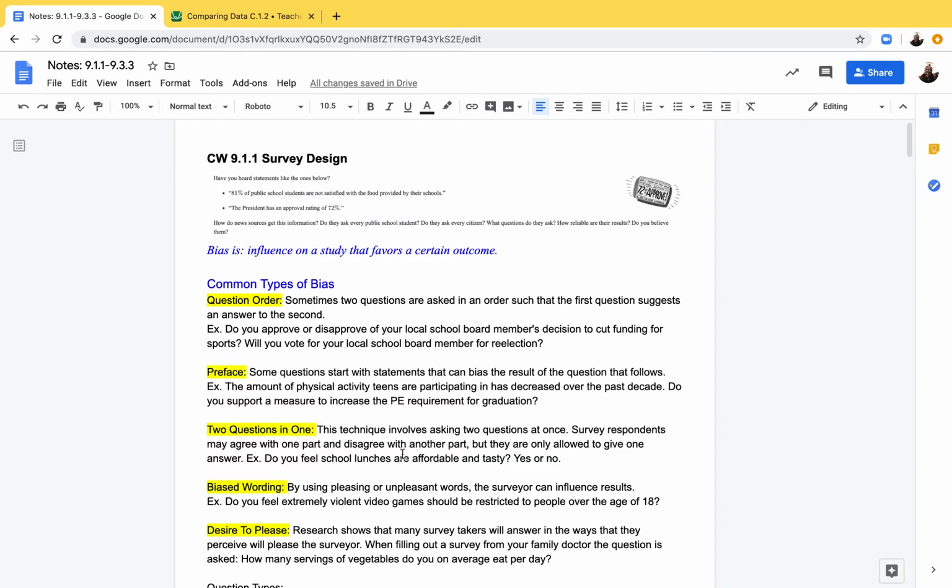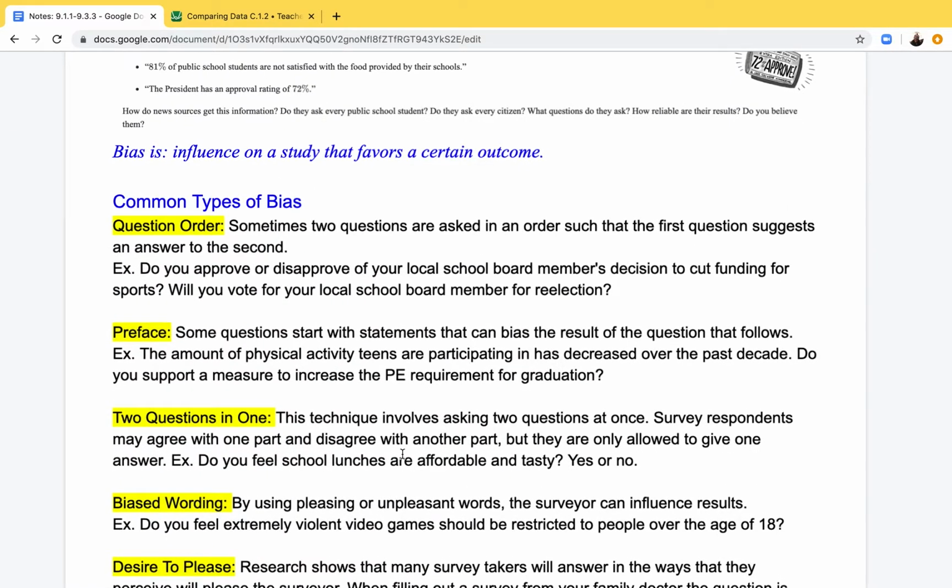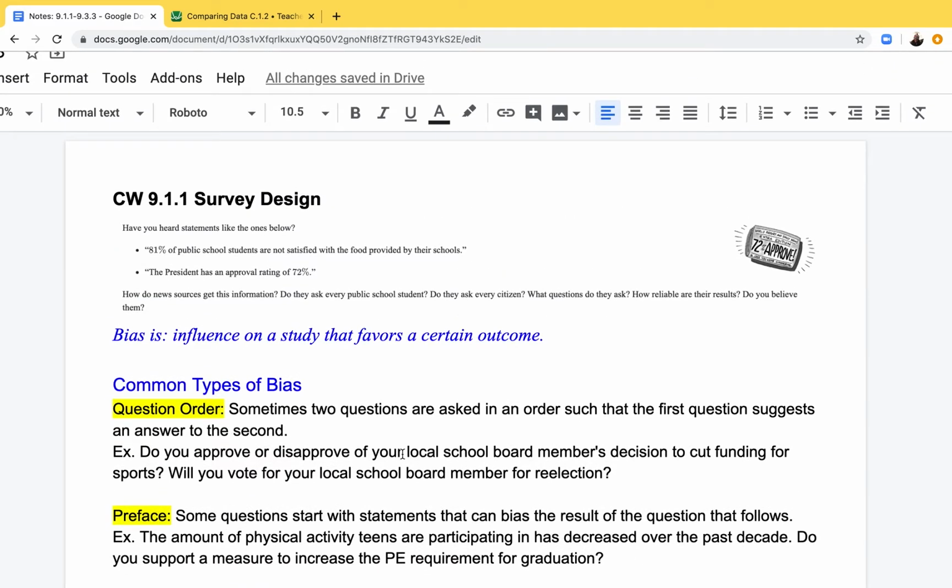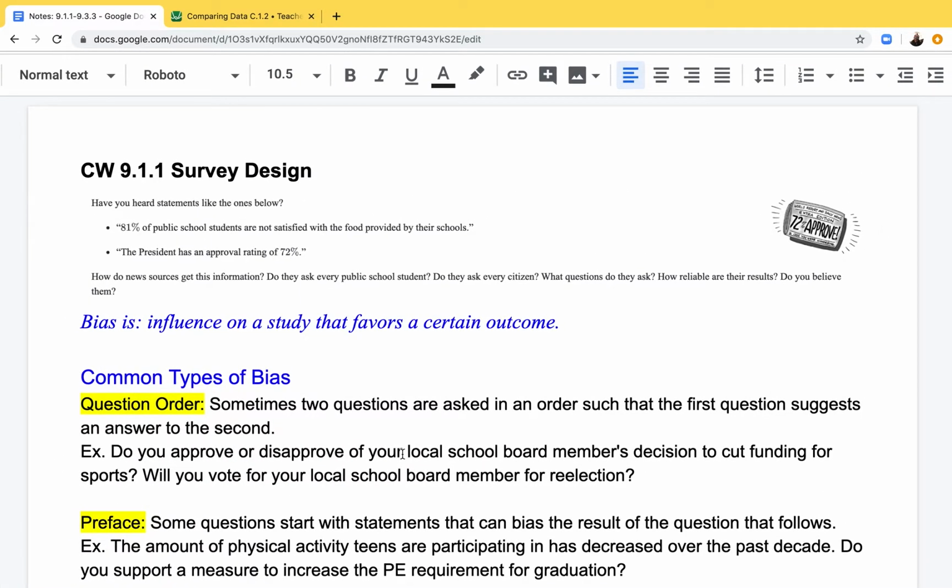I just want to spend today talking with you about a couple of topics in statistics that we're studying. So, the first thing I want to talk about is a little hard to read at the top, but I think it's important to just pause and ask yourself, have you heard statistics before, like maybe 81% of public school students are not satisfied with the food provided, or the president has an approval rating of 72%? And sometimes when we have so much statistical information in the news and around us, we can take that for granted. But I think it's important, especially if we're making decisions based on a statistic, that we stop to think about how that statistic was generated.